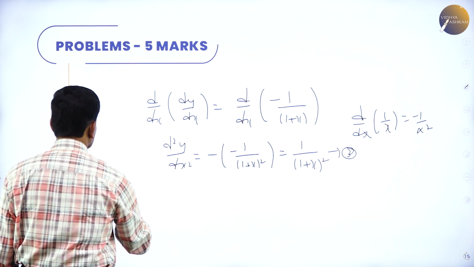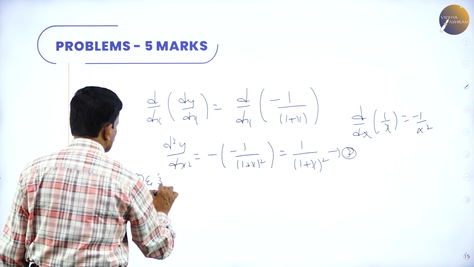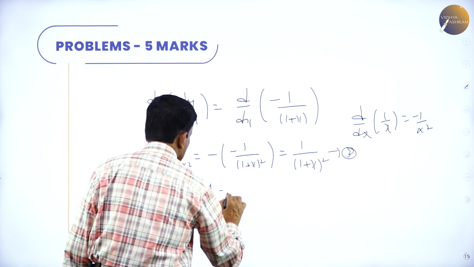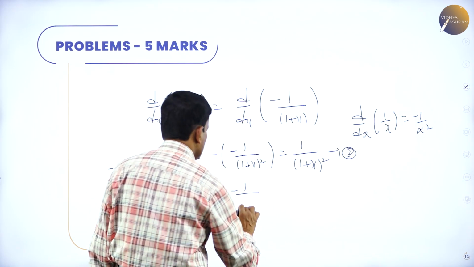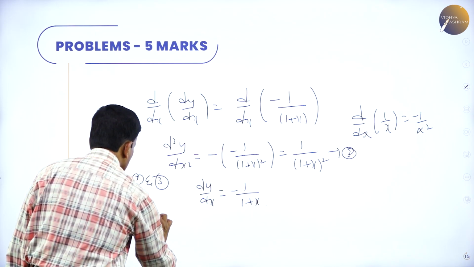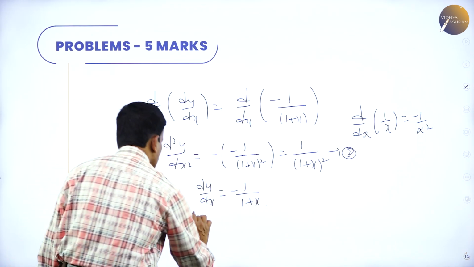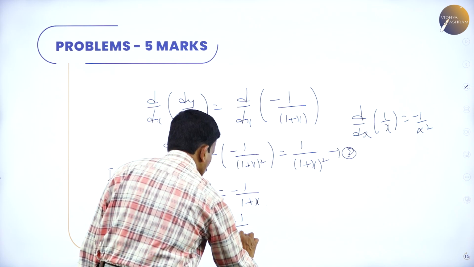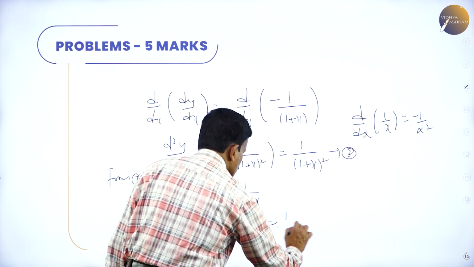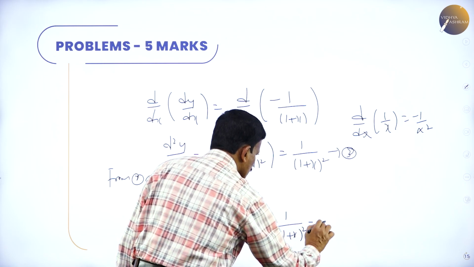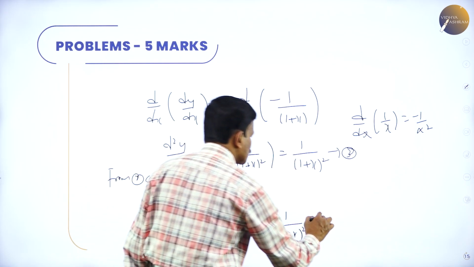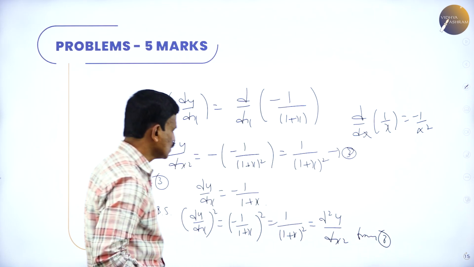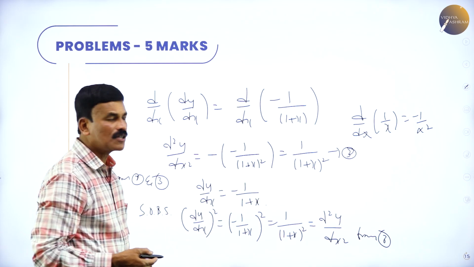Now from 2 and 3, what is 2 we have? 2 is dy/dx is equal to minus 1 by 1 plus x. If you square this, squaring on both sides, what we will get? (dy/dx) whole square is equal to (minus 1 by 1 plus x) whole square, which is 1 by (1 plus x) whole square. What is 1 by (1 plus x) whole square from equation number 3? It is d²y/dx² from equation number 3. So (dy/dx) whole square is equal to d²y/dx².